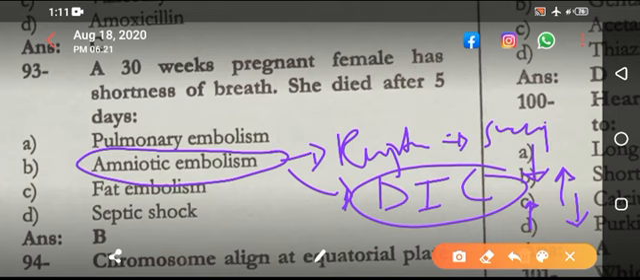Over here, there is another MCQ that is coming into my mind. How do you diagnose? What is the single most important diagnostic test for DIC? That is FDPs, fibrin degradation products.